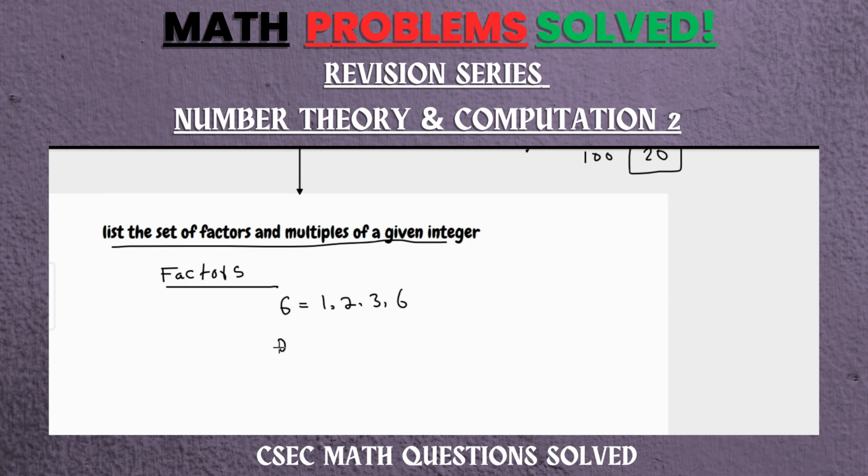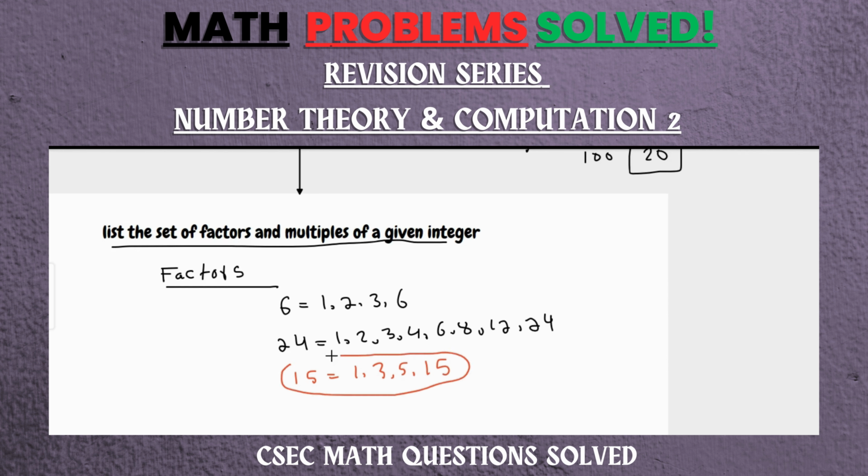Similarly, if we take a number 24, we can completely divide 24 by 1, 2, 3, 4, 6, 8, 12, and 24 itself. All these are the factors of 24. Similarly, if we look at number 15, we can divide 15 by 1, 3, 5, and 15. These are called the factors of 15. You can write the factors.